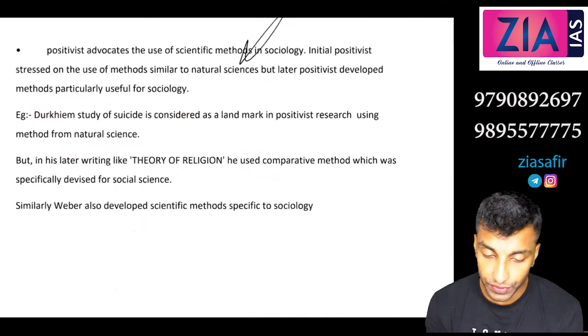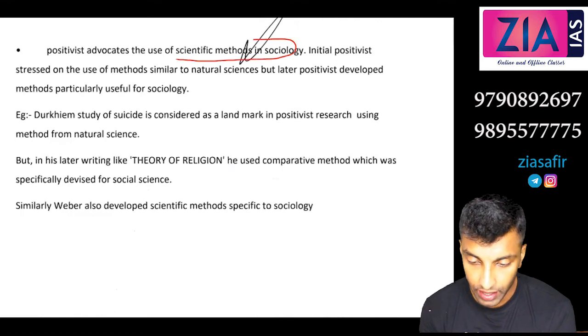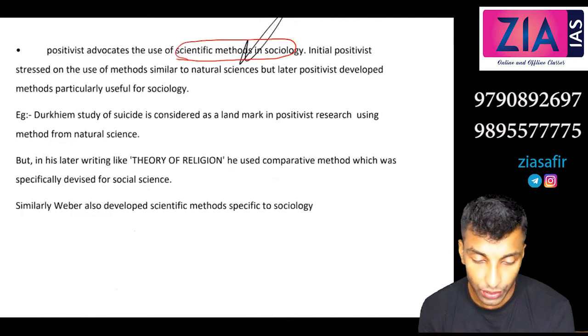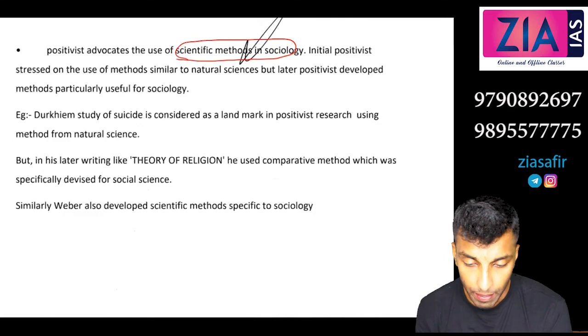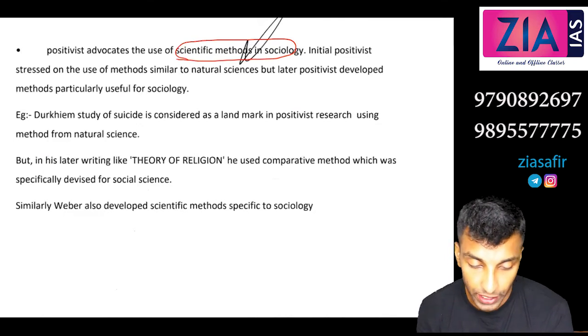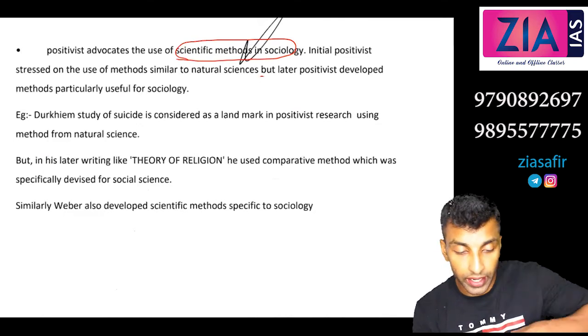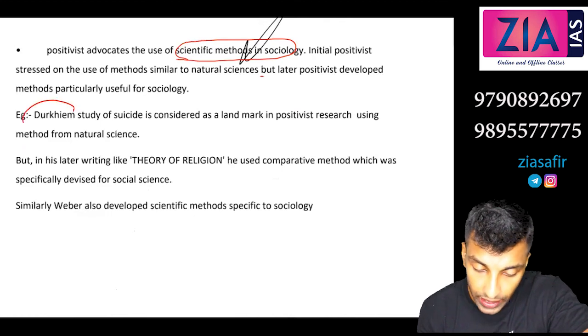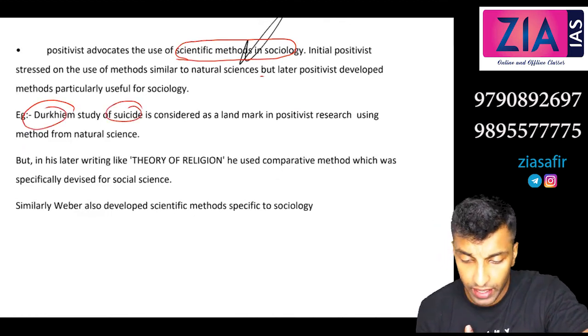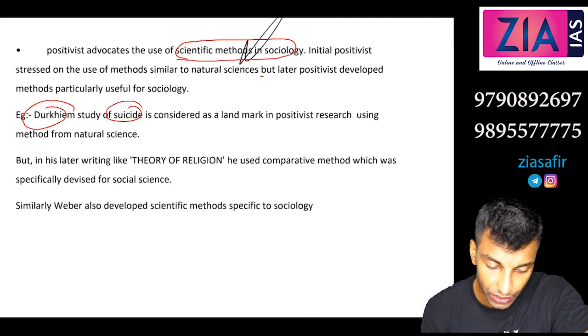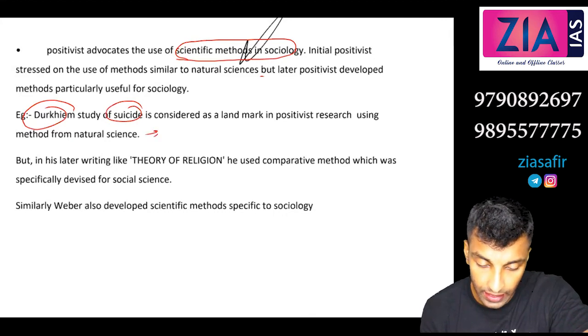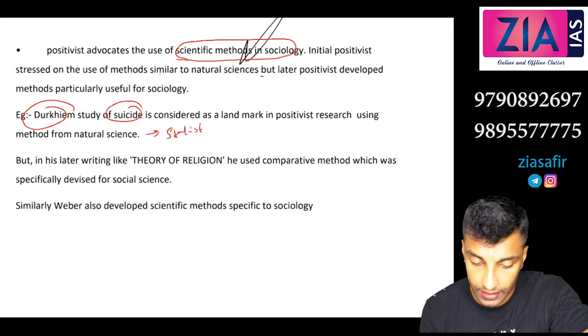Positivists advocate the use of scientific methods. This is the second point. Initial positivists stressed on the use of methods similar to natural science, but later positivists developed methods particularly for sociology. I've told you this already. Durkheim, in his theory of suicide, considered as a landmark in positivist research using method from natural science. Which method? Statistical techniques.